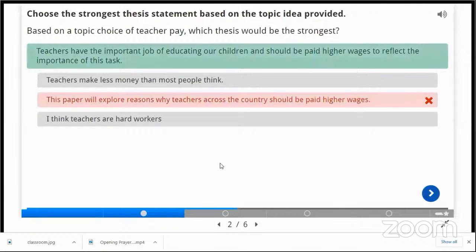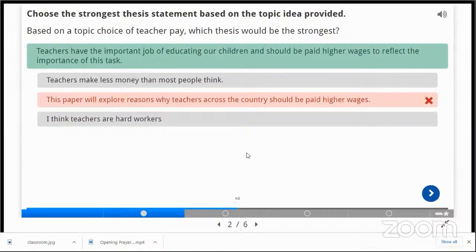Let's check if it's correct. It has a red mark. The answer is the first one: Teachers have the important job of educating our children and should be paid higher wages to reflect the importance of the task. Hannah chose the third one: This paper will explore reasons why teachers across the country should be paid higher wages. It is correct, but it is not strong enough. You did your best, but your best wasn't good enough, Hannah. Thank you for trying.